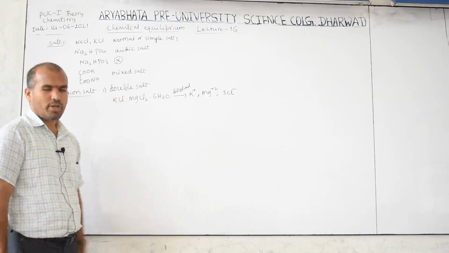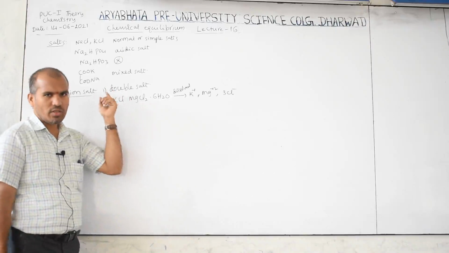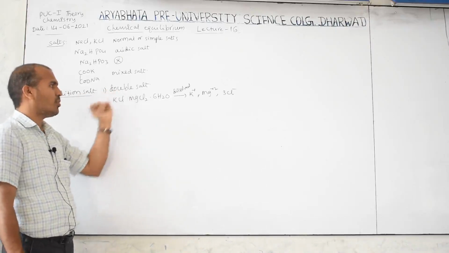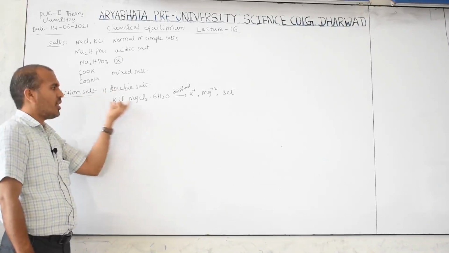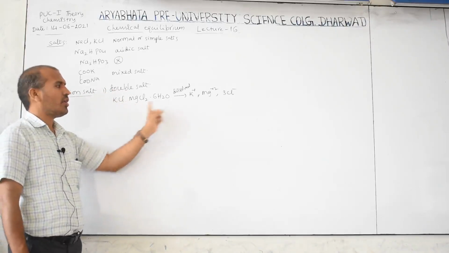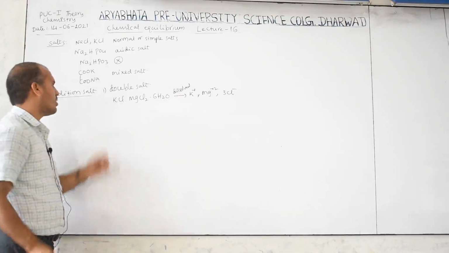Once again I am telling the definition. In addition salt, one is double salt. Double salt is an addition salt. It is stable in the solid state. When dissolved in water, it gives all the ions present in it. That is called double salt.